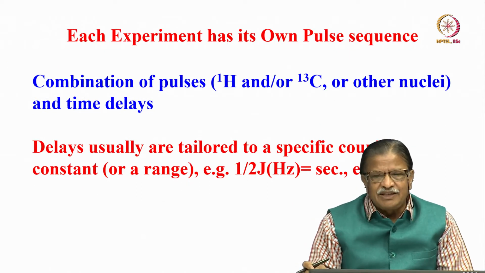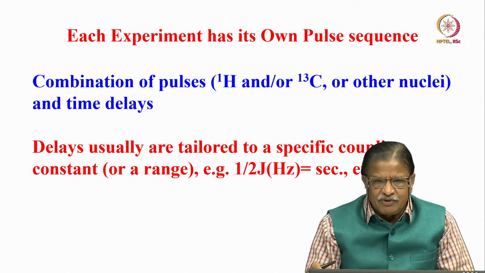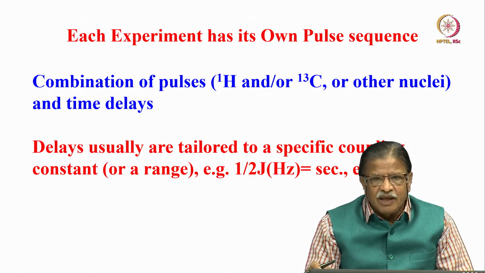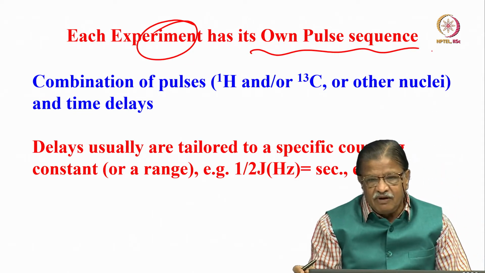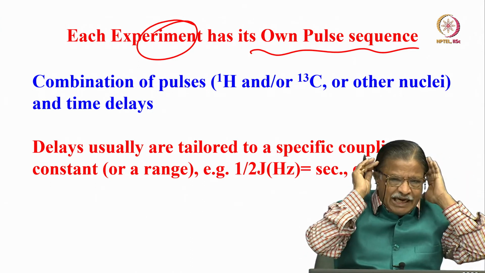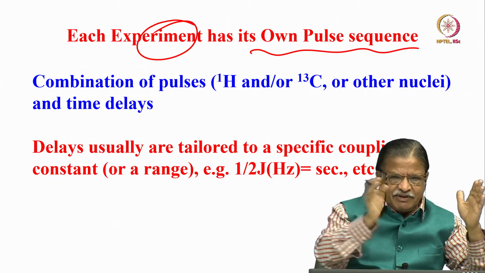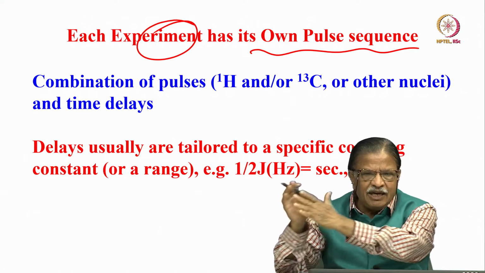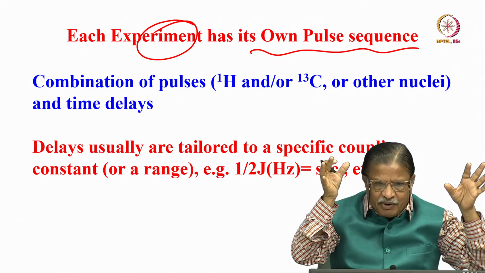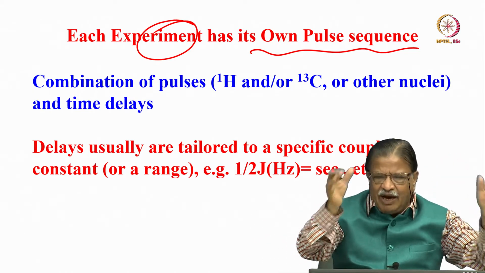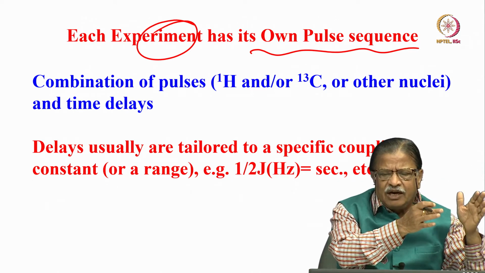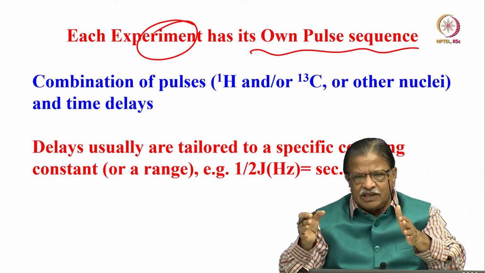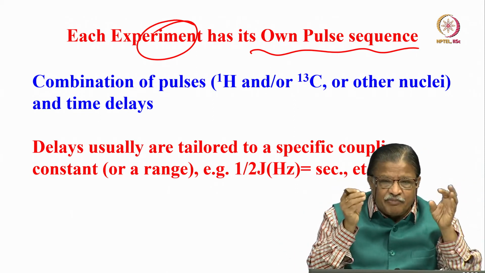Now, what do these pulse sequences do? What does each experiment do? Each of these experiments has its own pulse sequence. When I say COSY, immediately it comes to my mind: it has two pulses, 90, t1, 90, t2. Similarly, I can think of TOCSY. Okay, that is one way. Heteronuclear correlation, that is one thing. HSQC, one pulse sequence. All these experiments have their own pulse sequence.